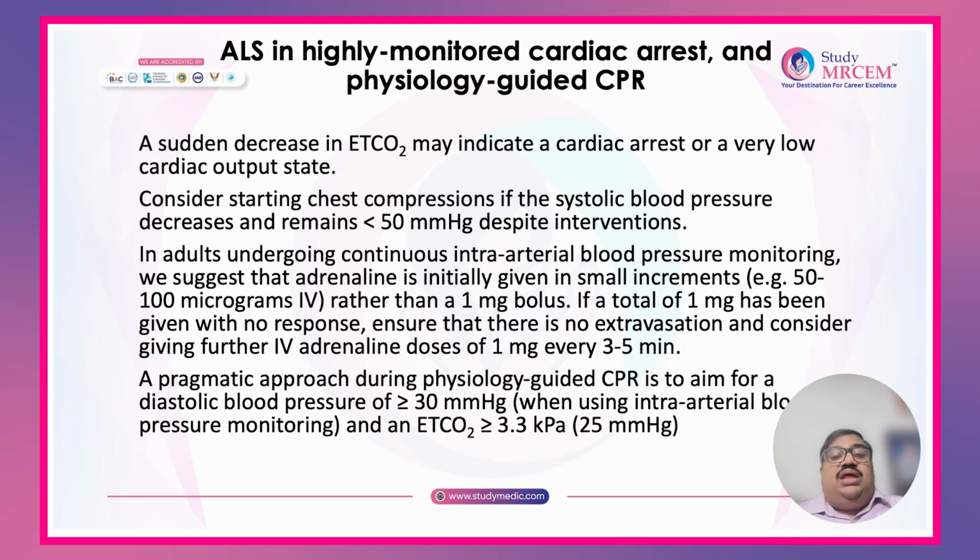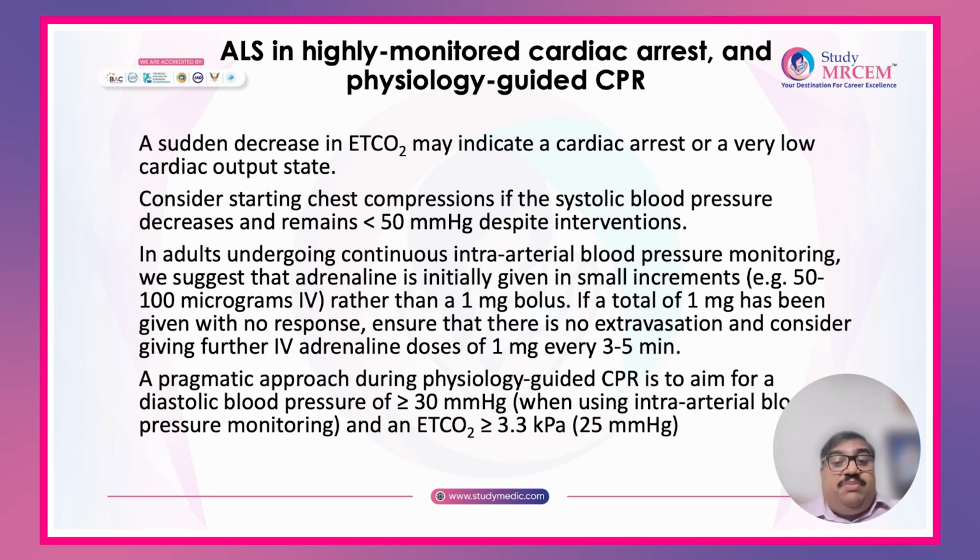Now, there can be another scenario, ALS in highly monitored cardiac arrest and physiology guided CPR. A sudden decrease in ETCO2 may indicate a cardiac arrest or a very low cardiac output, especially in an ICU setup where there is already an intraarterial line. So, consider starting chest compression if the systolic blood pressure decreases and remains less than 50 despite interventions. In an adult undergoing continuous intraarterial blood pressure monitoring, we suggest that adrenaline is given as an initial small increment, 50 to 100 microgram IV rather than 1 mg boluses.